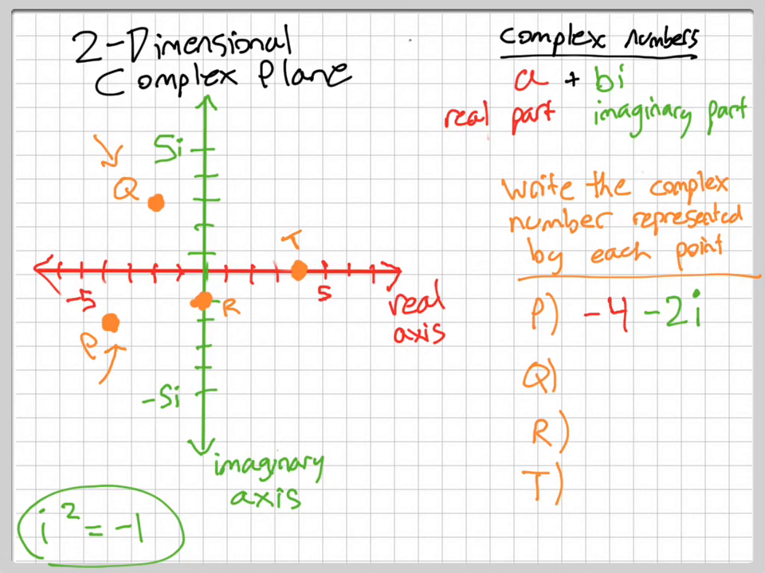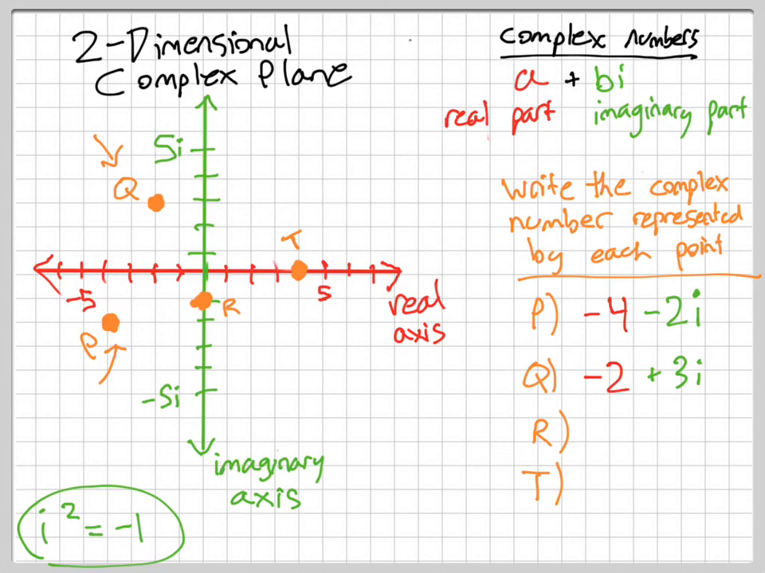Point Q is 2 units to the left on the negative side of our real axis. So its real component is -2, and it's 3 units up on the imaginary axis. So its imaginary part is plus 3i.